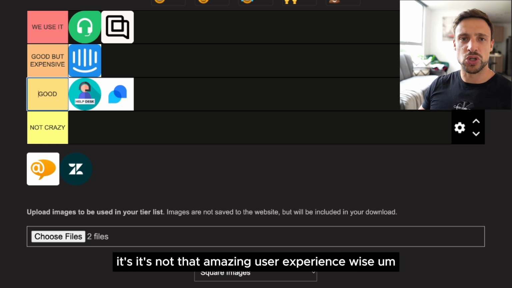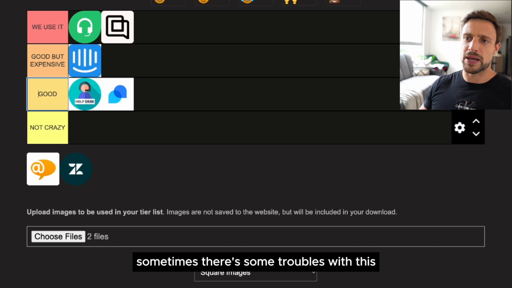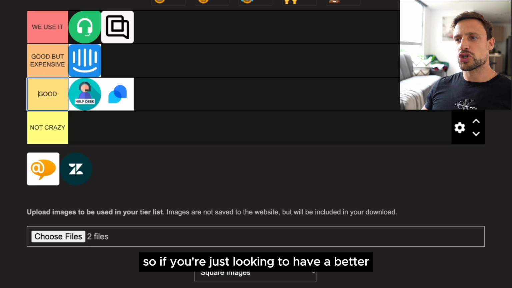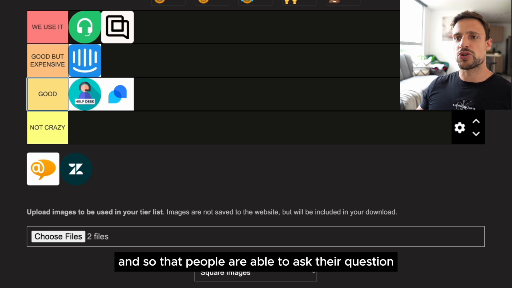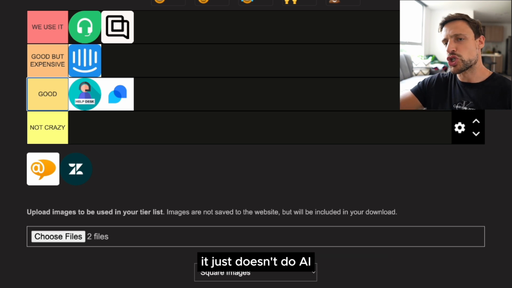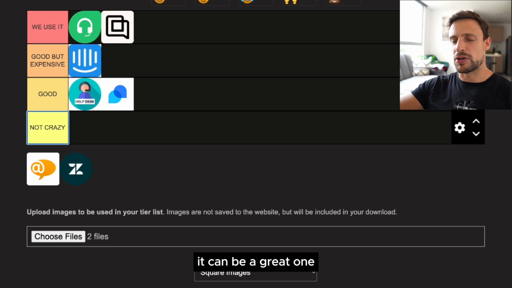It's not that amazing user experience-wise, or for backlogging all the chat history, stuff like this. Sometimes there are some troubles with this, but it's a good software, you know. So if you're just looking to have a better user experience so that people are able to ask their question to a live agent, go for Tidio. Good solution. It just doesn't do AI, but if you're looking for human support, it can be a great one.